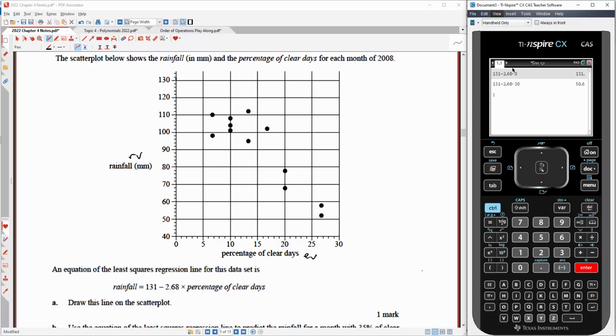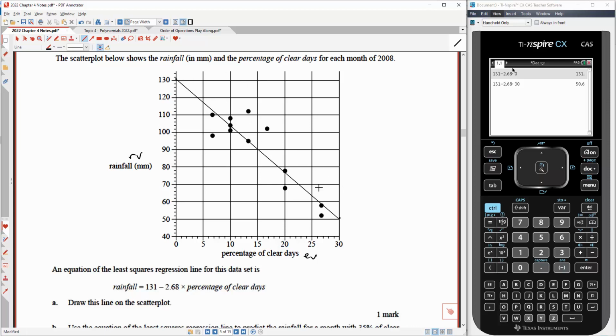And it says 50.6. So here is 50, here's 52. So I'm going to go halfway between and a little bit lower, so pretty close to 50 itself. It's hard to get it exact. Once I've done that, I'm going to get my ruler. It's really important that you have a ruler in your SAC and exam, and you simply join up those points, like so. And there's your line of best fit or regression line.